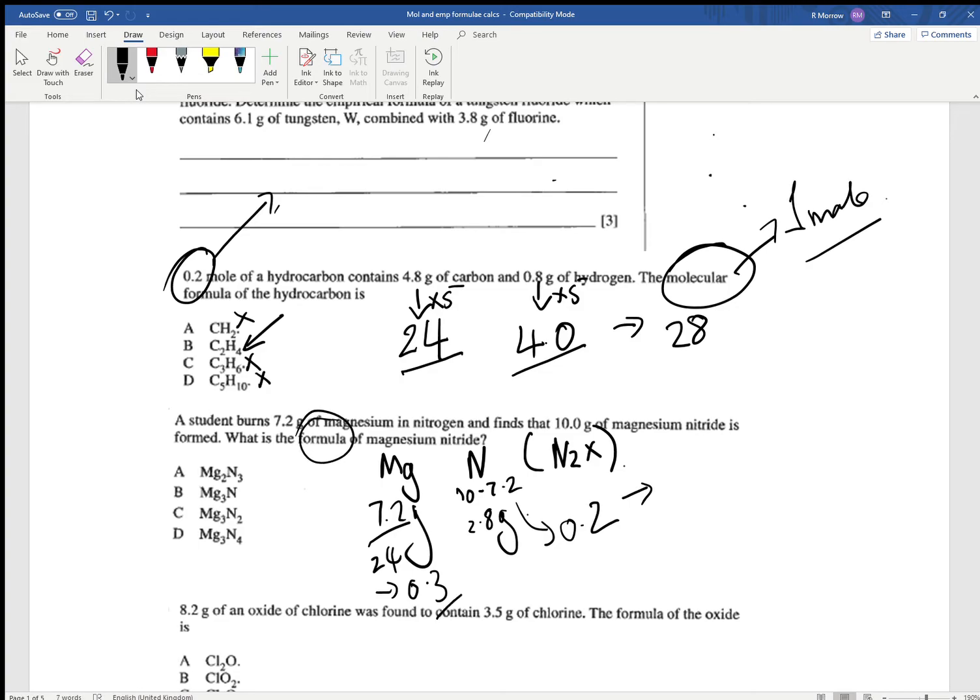Then we're looking for the formula of this thing. So our ratio of magnesium to nitrogen is 0.3 to 0.2, which is 3 to 2. So our answer has to be C.